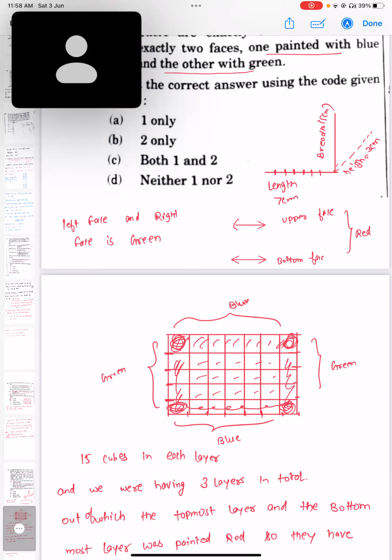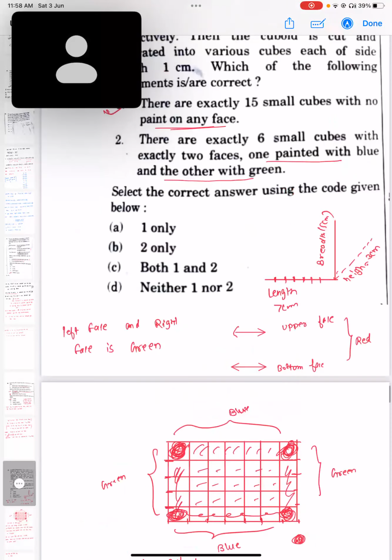Because if we go to the bottommost layer, it will have a red face also. Similarly, the topmost layer will have a red face also. So we have only 4 cubes with one face painted blue and the other painted green. But it is saying 6 cubes. Fine. So option B is wrong: statement 2 is wrong. Statement 1 is true and correct.